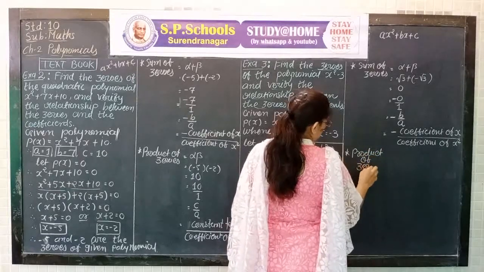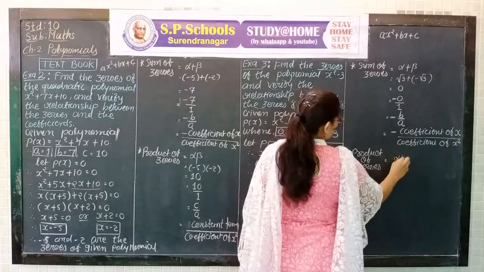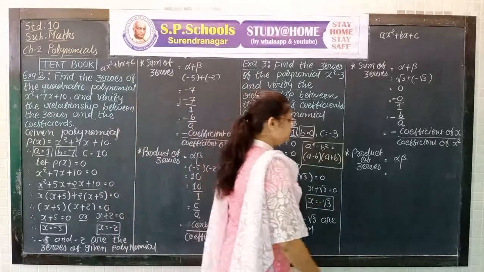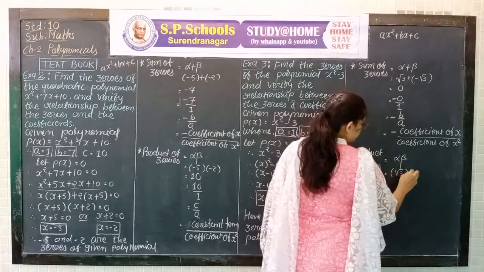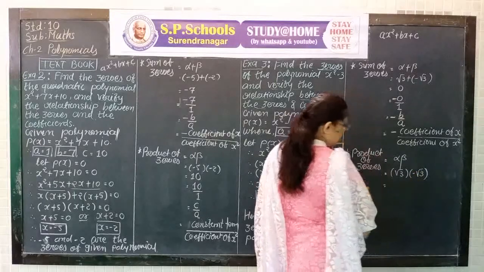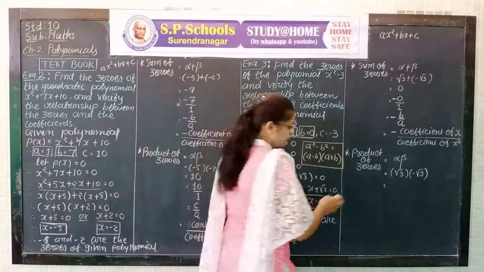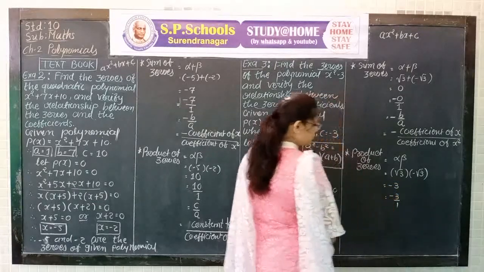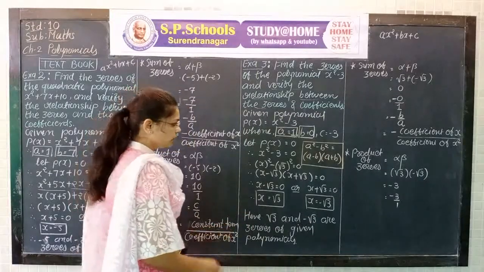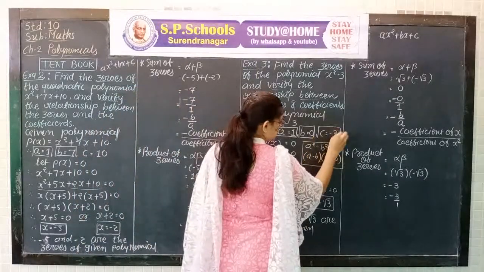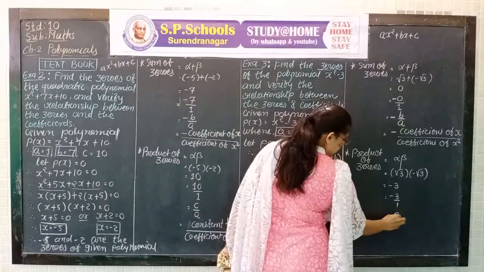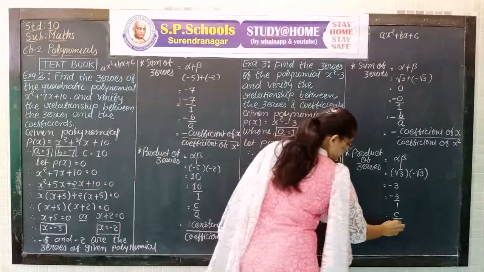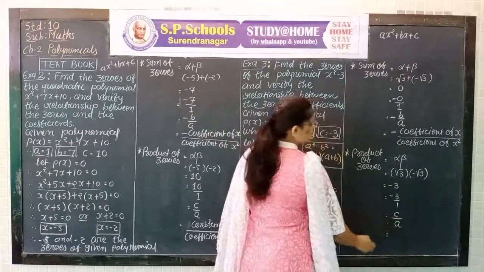Product of zeros is equal to alpha into beta, where alpha is root 3 and beta is minus root 3. Root 3 multiplied with minus root 3. We multiply root 3 by minus root 3, we get minus 3. Again nothing in the denominator, then it is 1. Minus 3 upon 1. Now see, minus 3 is equal to c, right?